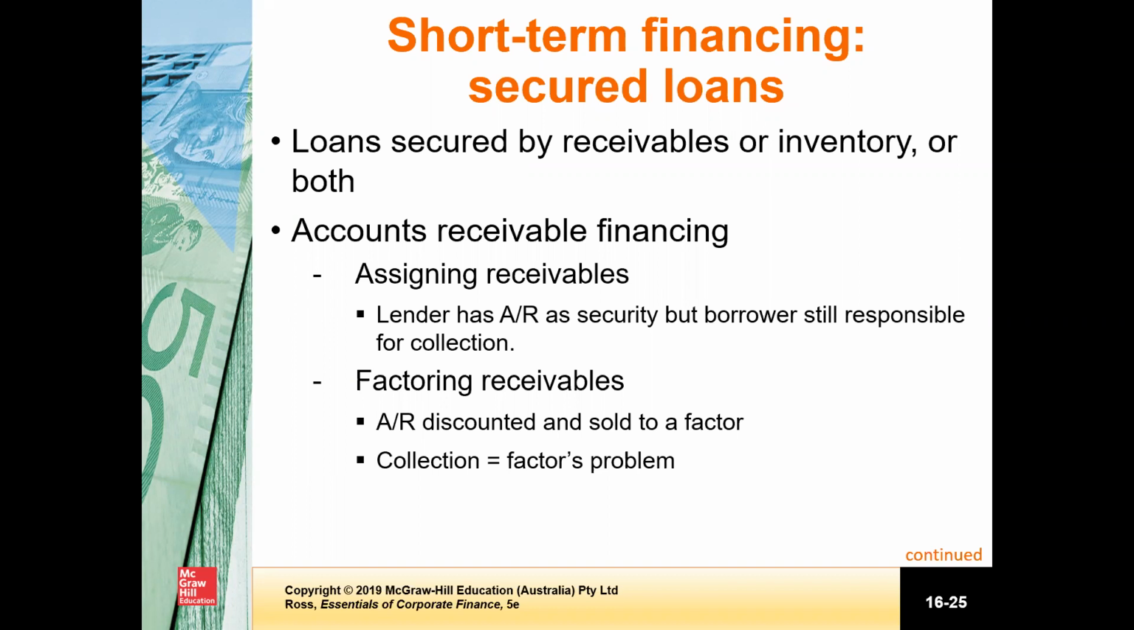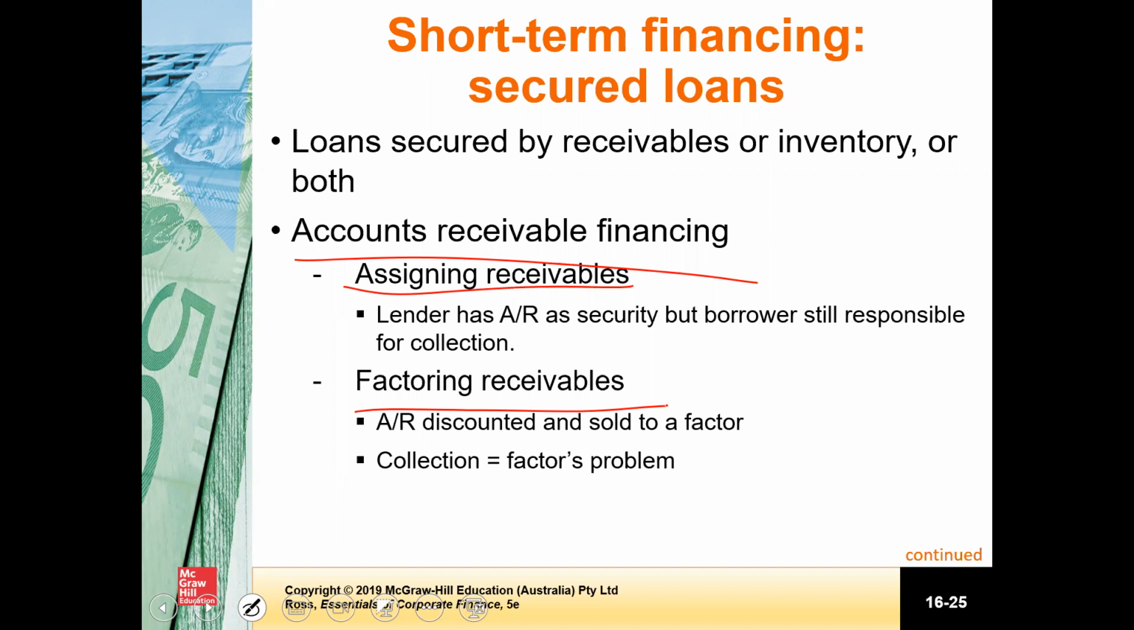So first of all, accounts receivable financing. Accounts receivable financing involves either assigning receivables or factoring receivables. Under assignment, the lender has the receivables as security, but the borrower is still responsible if a receivable cannot be collected. With conventional factoring, on the other hand, the receivable is discounted and sold to the lender.